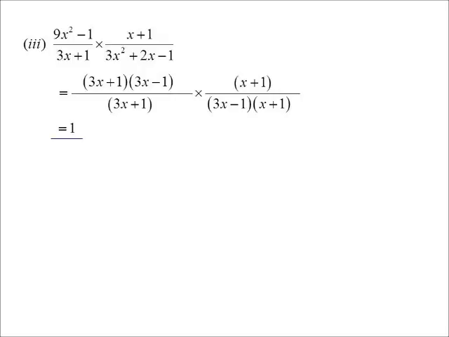And now we can have a heck of a good time cancelling. As long as one's in the numerator, one's in the denominator. It does not have to be in the same fraction. Right? So the 3x minus 1 will cancel with this 3x minus 1, and the x plus 1 will cancel with the x plus 1, and everything. In fact, they're leaving us just with the number 1. All of that for 1.